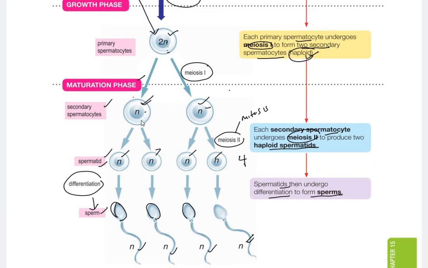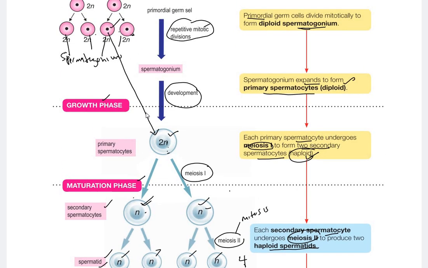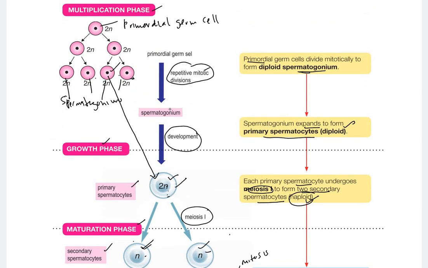Sometimes they give the diagram and ask you to label the structures. For example, what is the name of this one? You must remember primary spermatocyte. Okay, and then the number of chromosomes, diploid or haploid. So you can remember, we start with the primordial germ cell. Okay, it undergoes mitosis and produces spermatogonium. So this one is 2N.